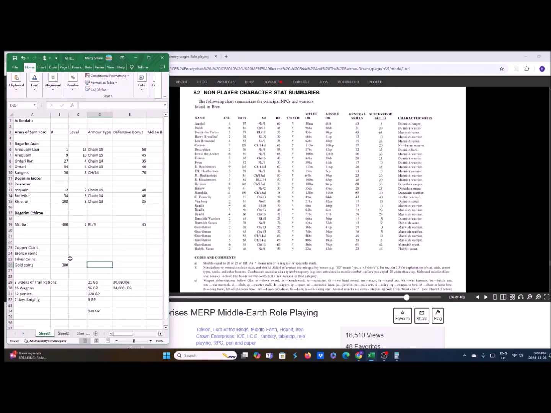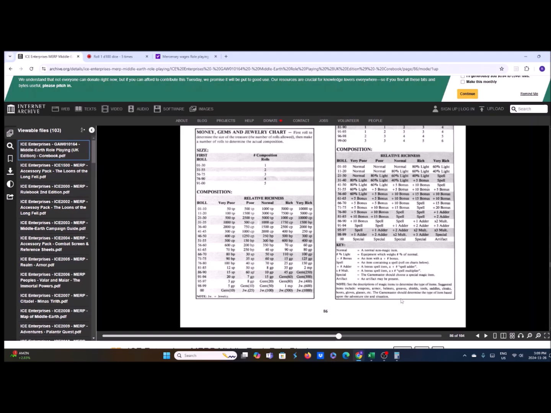Now I have 715 men in this army of Sarn Ford. And I also calculated how many gold pieces he's going to have. I went to the core book, and Arthedain is very rich, so I gave him 5 rolls, and I came up with roughly 500 gold pieces. I had to convert some silver and bronze, but I came up with 500 gold.